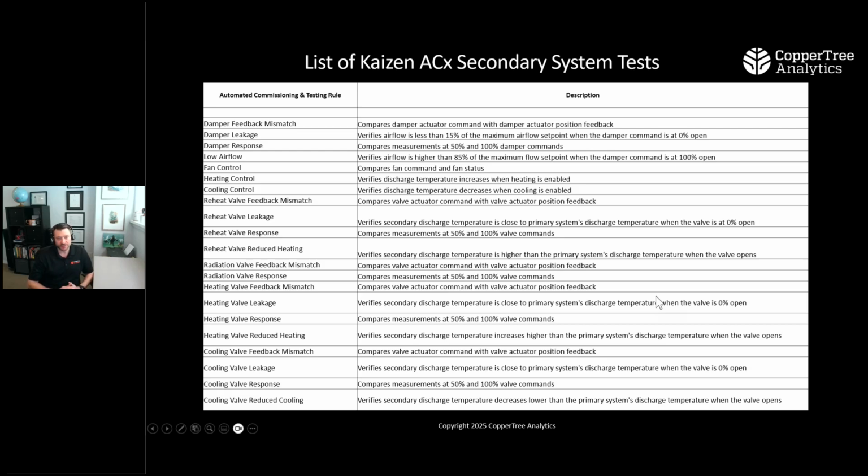This might be a little difficult to see, so I'll read through a few of these. These are ACX secondary system tests that we perform using the Kaizen ACX platform. I'm going to show you damper, feedback, mismatch, leakage, and response tests as an example. But we also are looking at airflow, fan control, heating and cooling control, reheat valve mismatch, feedback mismatch, leakage from valves, response for valves, as well as reduced or limited cooling, so there's cooling and heating, I suppose.